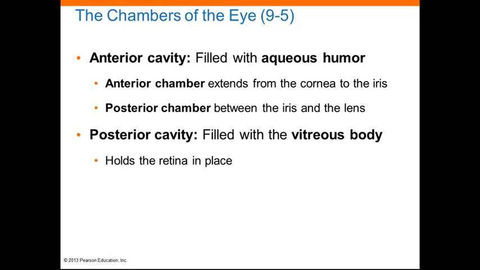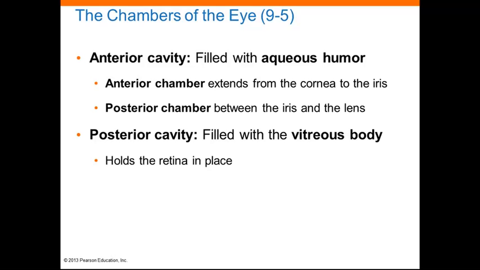The anterior cavity, as I said earlier, is filled with the aqueous humor, and this is produced by the ciliary processes. The anterior chamber extends from the cornea to the iris, and the posterior chamber is between the iris and the lens. So the anterior cavity and the aqueous humor is responsible for maintaining pressure in the eye.